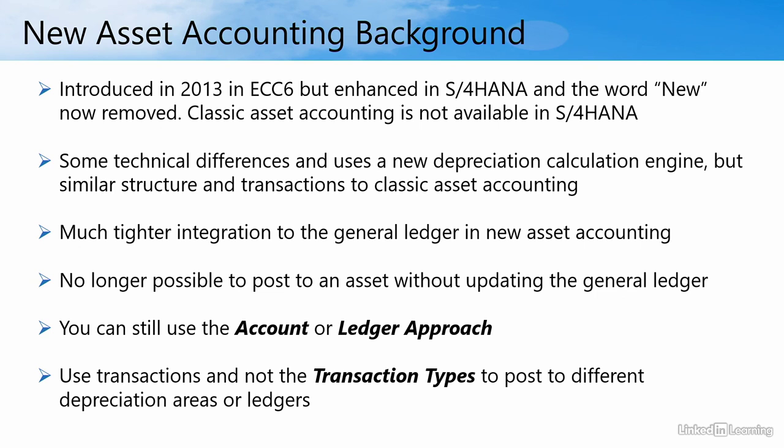Transaction types in ERP can be restricted to certain depreciation areas. This is no longer possible in S/4HANA, with the exception of investment support and revaluation. Instead, you can restrict the posting to specific depreciation areas or accounting principles and ledgers inside the transaction itself.